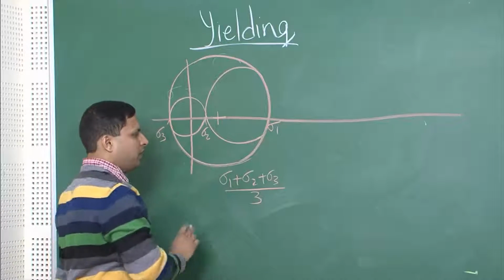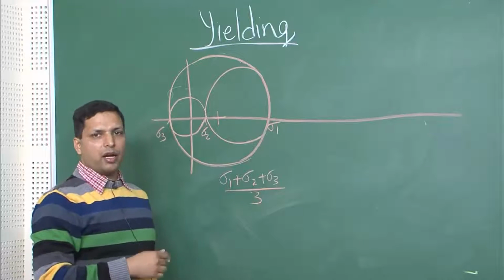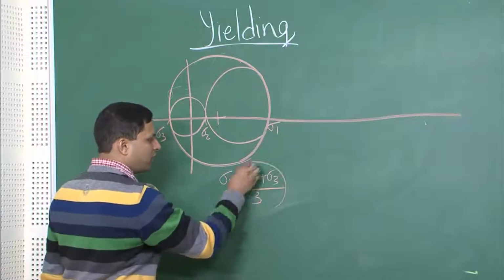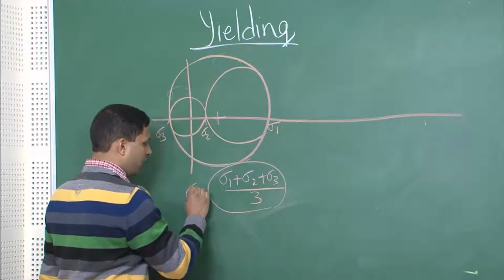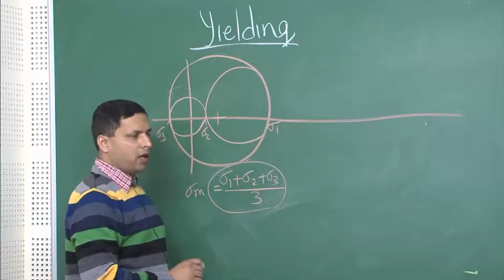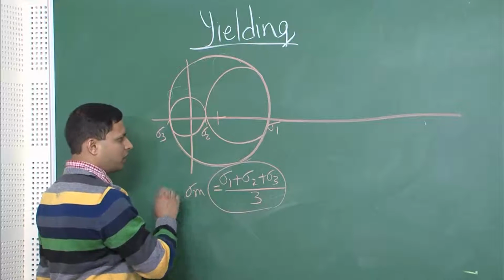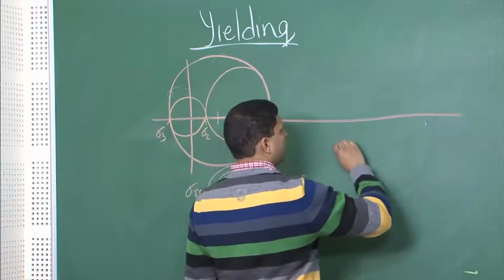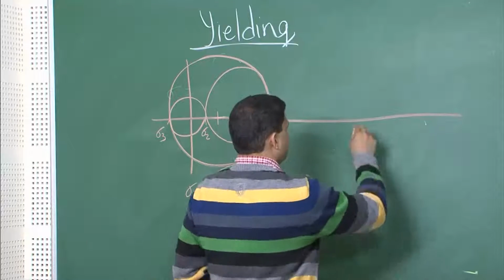Now, if this same element were also to have some hydrostatic stress imposed with an additional amount, let us say this is sigma m equal to this. So, now each of these stresses is increased by this amount sigma m, and let us say the circle has now moved over here.